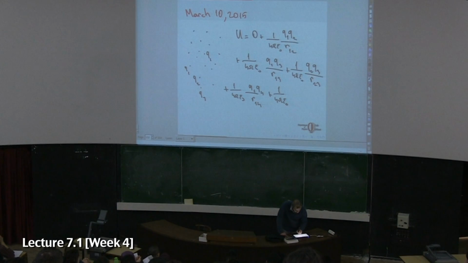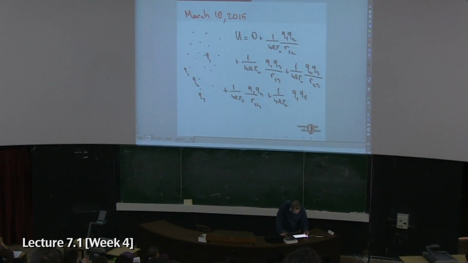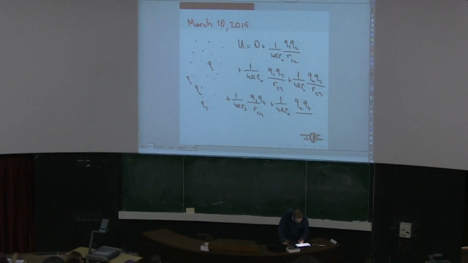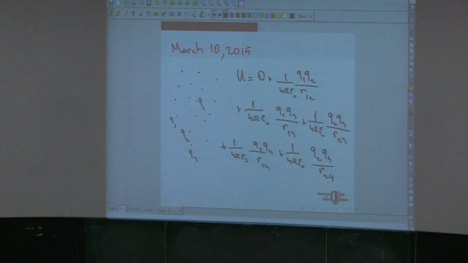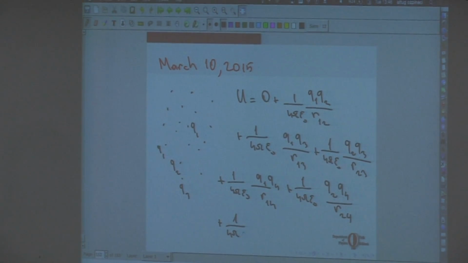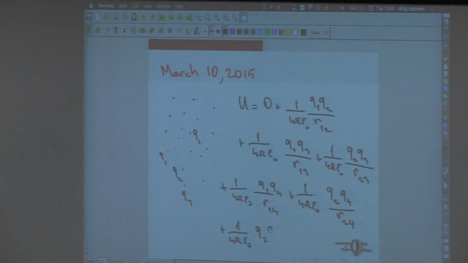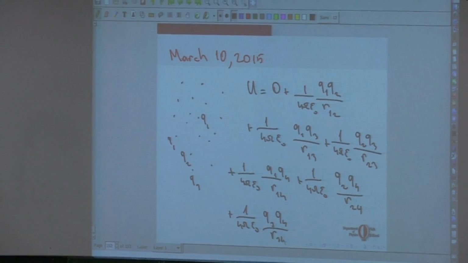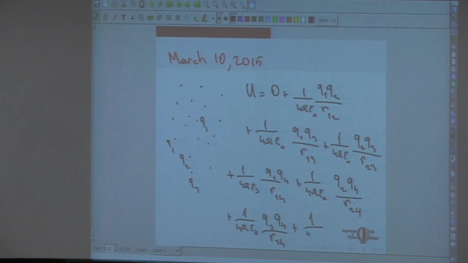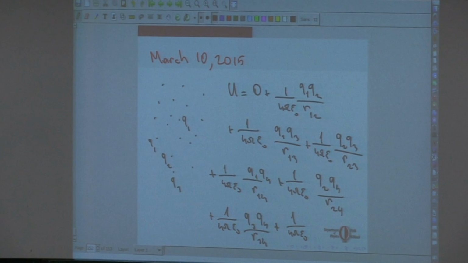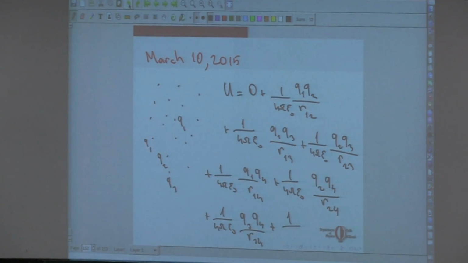1 over 4 pi epsilon 0, Q1, Q5, no, Q2, Q4, divided by R24 plus 1 over 4 pi epsilon 0, Q3, Q4, R34 plus 1 over 4 pi epsilon 0. Well, that's it. And you have to bring all the charges one by one.